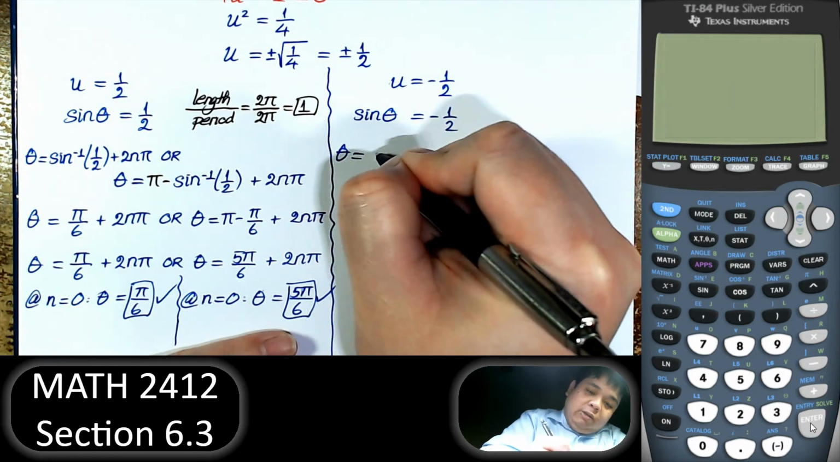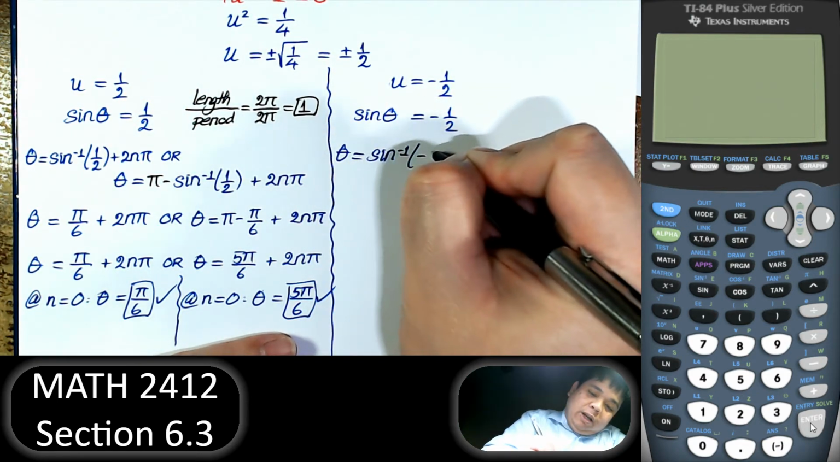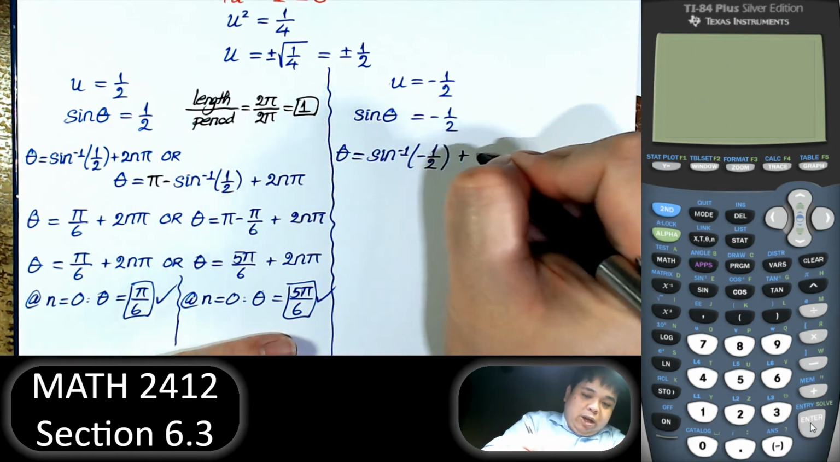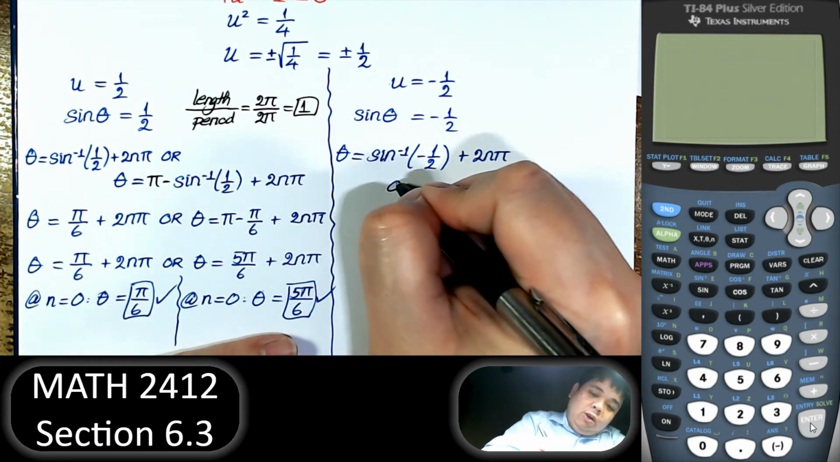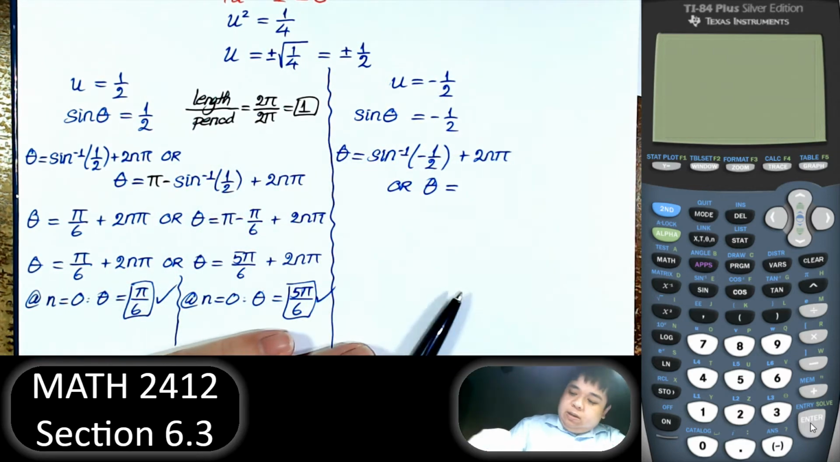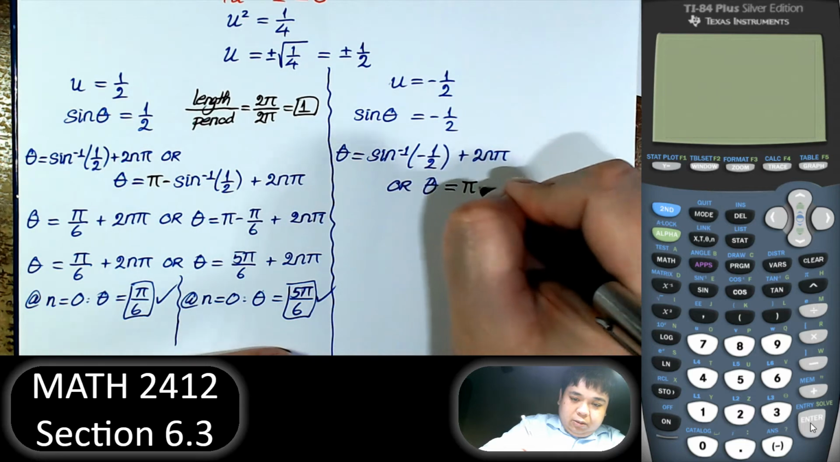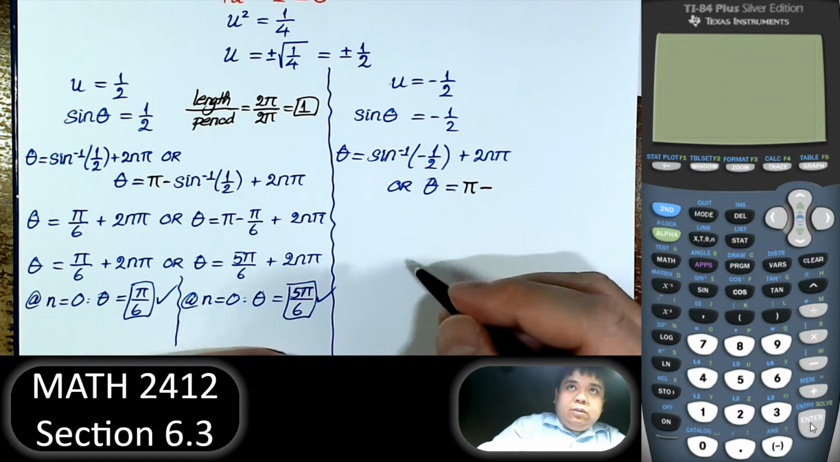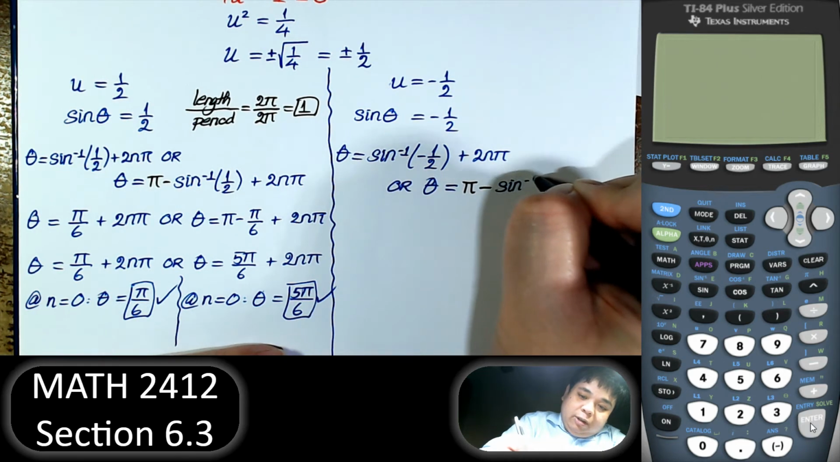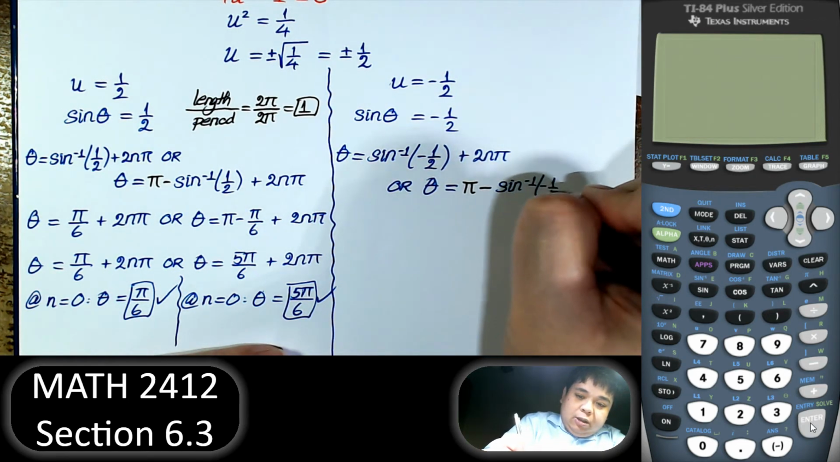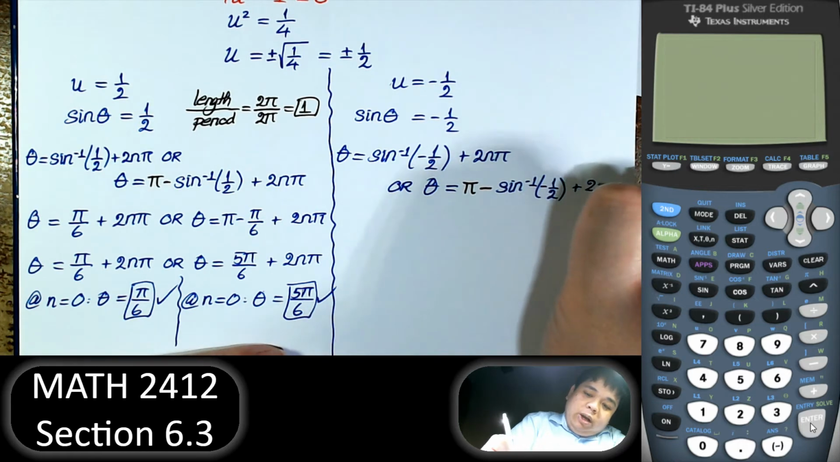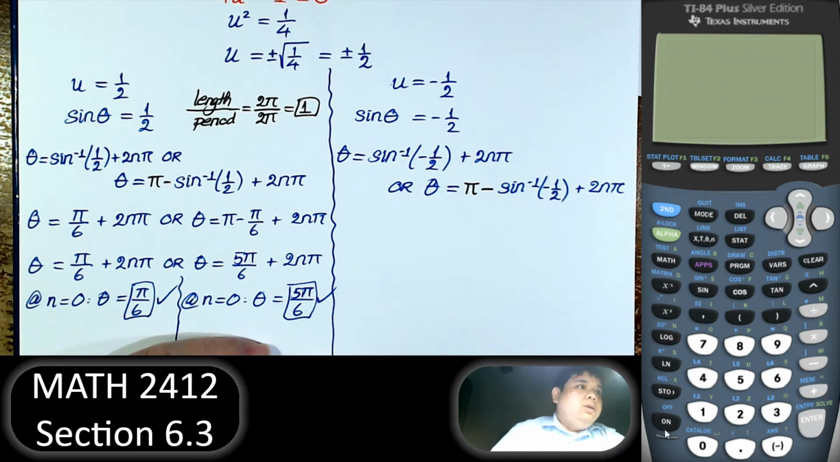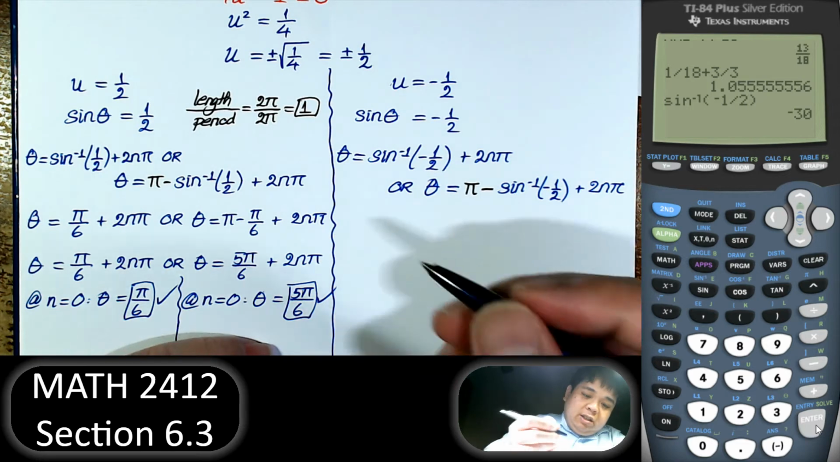So theta equal to sine inverse of negative 1/2 plus 2n pi, or the supplement of sine inverse of negative 1/2 plus 2n pi. Sine inverse of negative 1/2 is negative 30 degrees, or negative pi over 6.